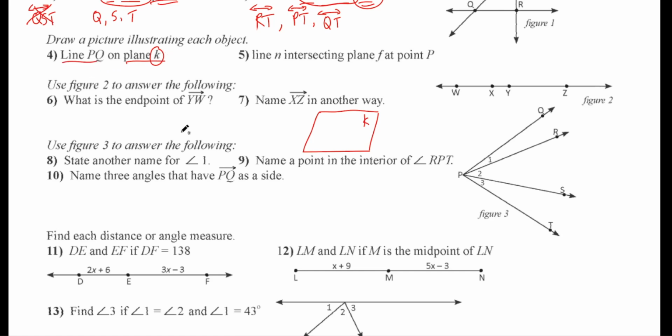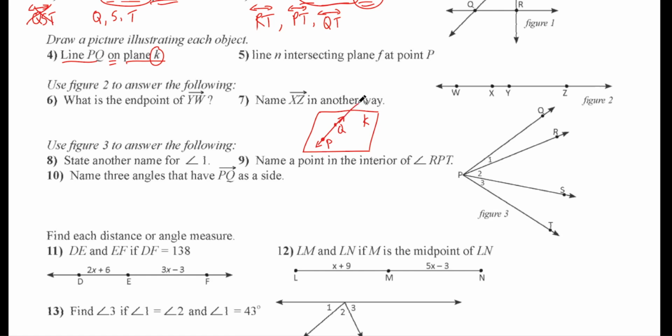That's plane K, but what do we have to draw inside of it? Line PQ. It says it's on the plane, which means it's in or on the plane. So I just draw a line. What does a line have to have? Arrows. And if it's line PQ, I put a point right there, call it P. Put another point right there, call it Q. And that's all there is to it. There's plane K, there's line PQ, and line PQ is on the plane.